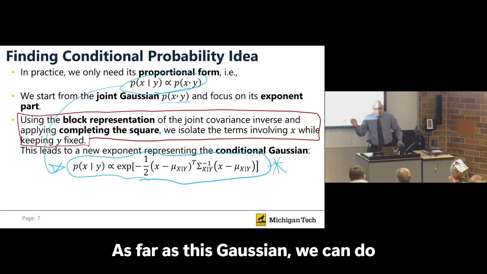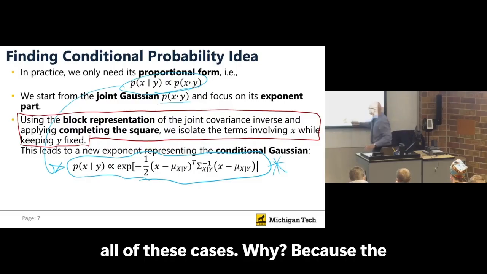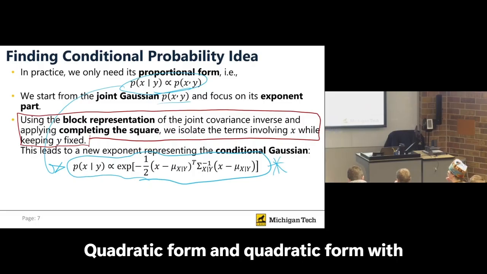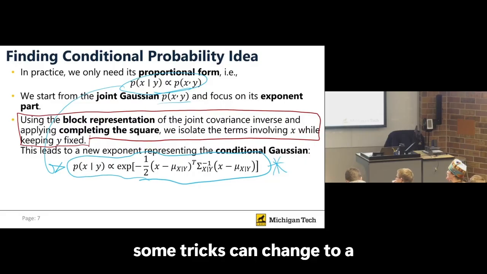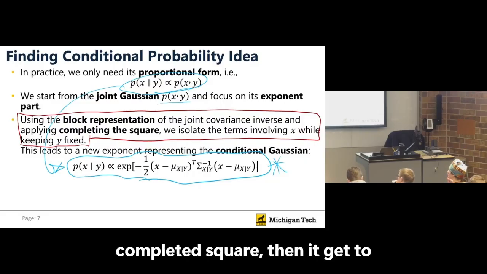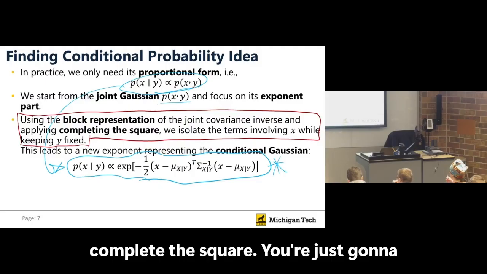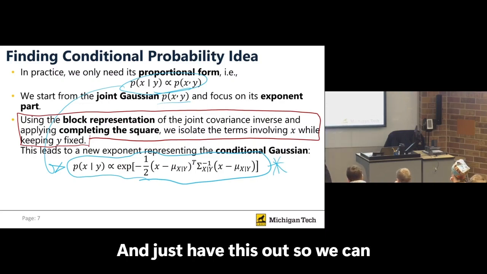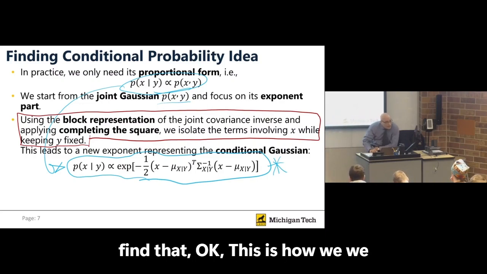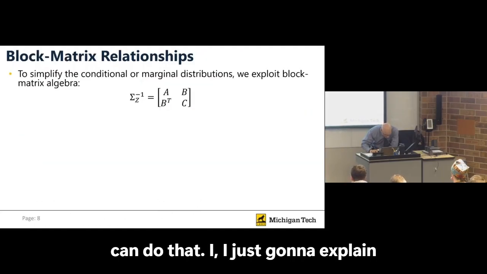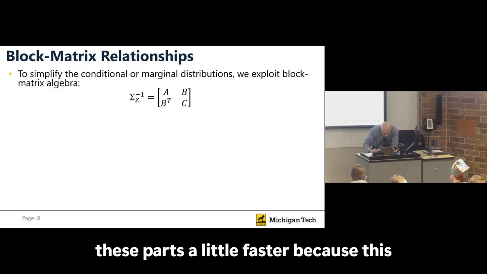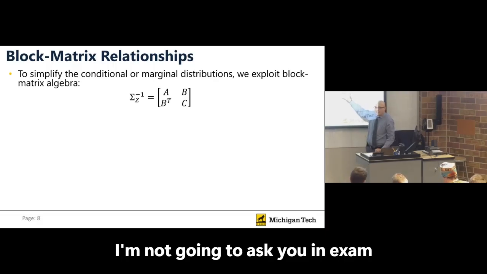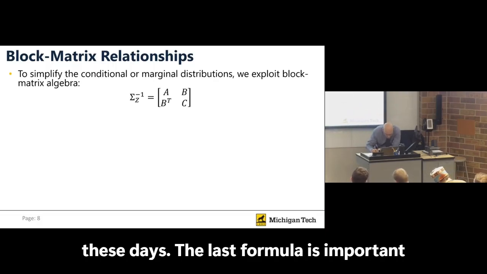As long as it is Gaussian, we can do all of these cases. Why? Because the Gaussian makes this beautiful quadratic form. And quadratic form, with some tricks, can change to a complete square. When it gets to a complete square, you just remove this part away and just have this out. So we can find that. This is how we can do that. I'm going to explain this part a little faster because this is something that you had in calculus. I'm not going to ask you this in the exam. The last formula is important to know.